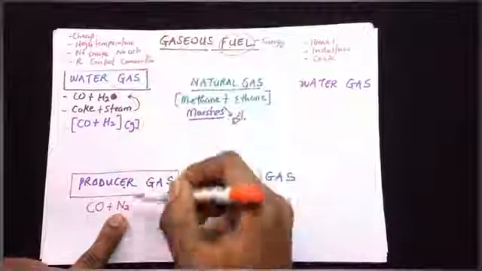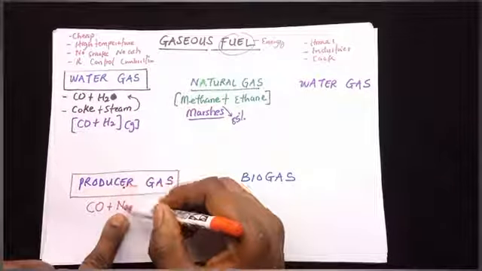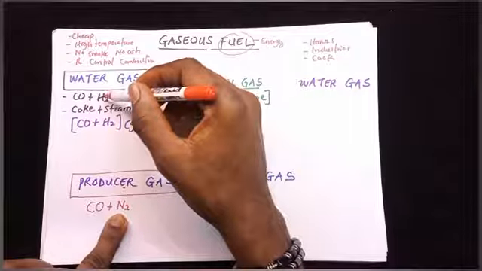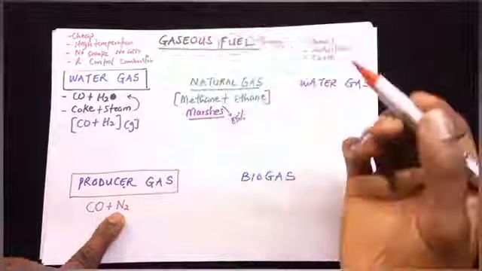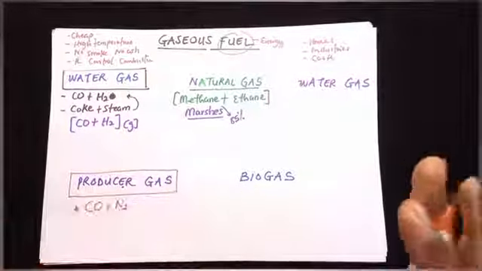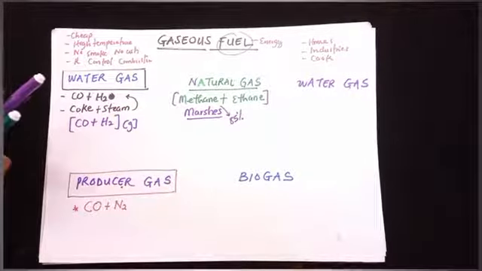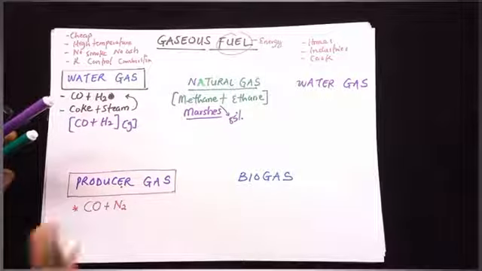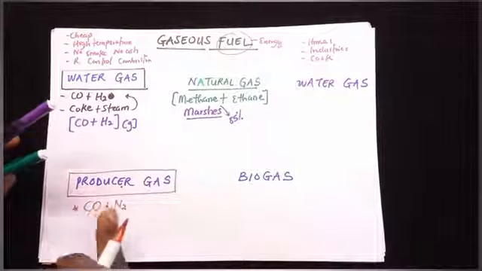Hydrogen, water gas. Nitrogen, producer gas, because producers are plants and nitrogen is rich in plants. And water gas, hydrogen, because hydrogen is abundant in water. If you remember that, my dear, you have escaped a bombshell like that. So producer gas is made up majorly of carbon monoxide and nitrogen gas.